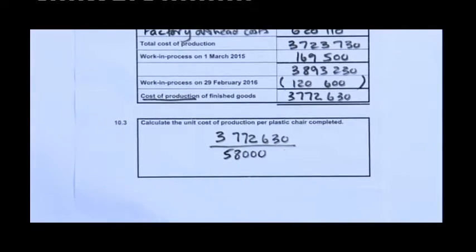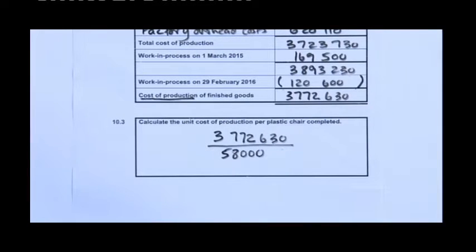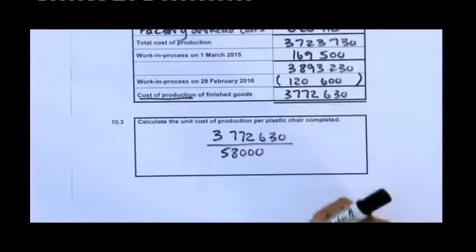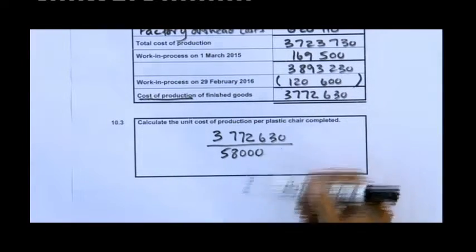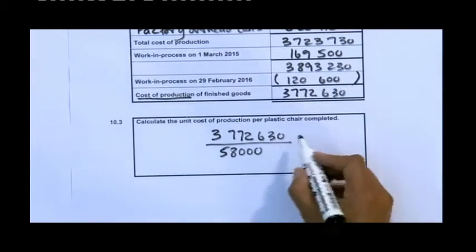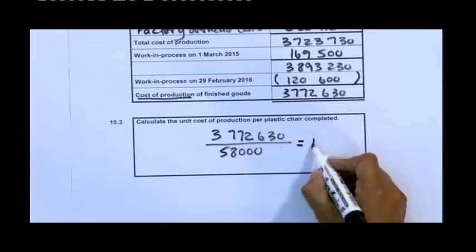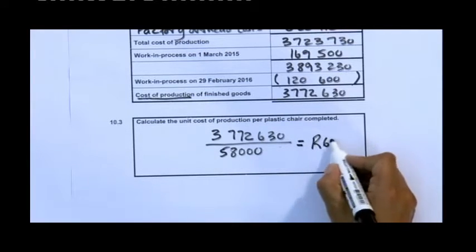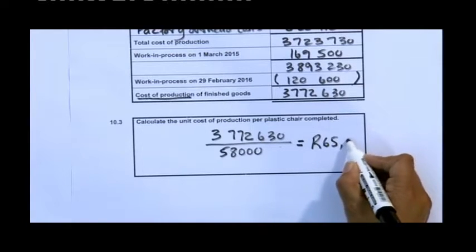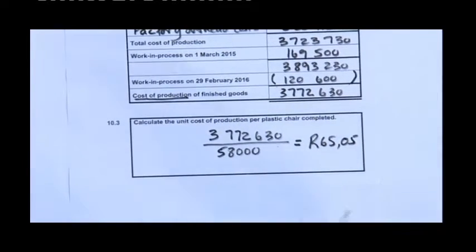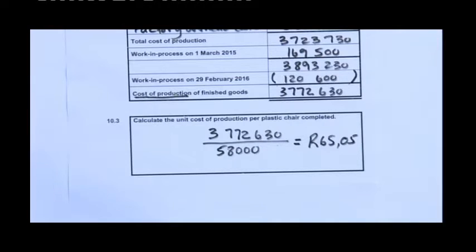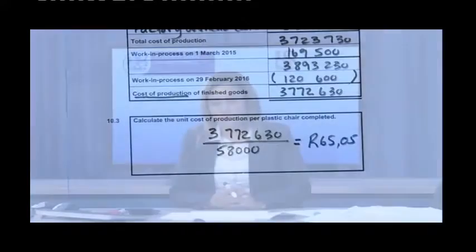Then I know that right at the beginning of the question, they told me that 58,000 chairs were completed. It's on the activity, it's number A. 58,000 chairs were completed during the financial year. So I take my total cost of production for the year, divided by 58,000 units, and I get my total cost per chair is 65 Rand and 5 cents. That is my total cost per chair that I made. And that is it. That's the extent of this work.